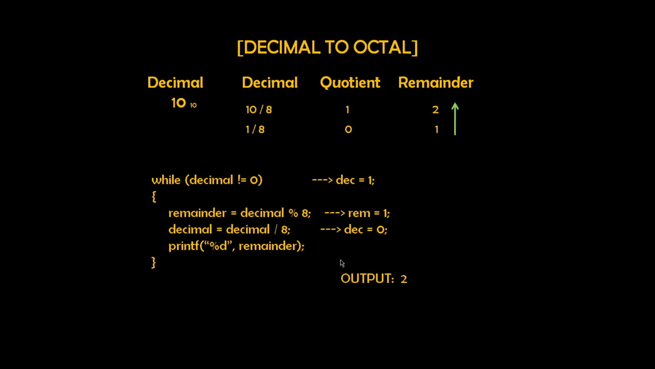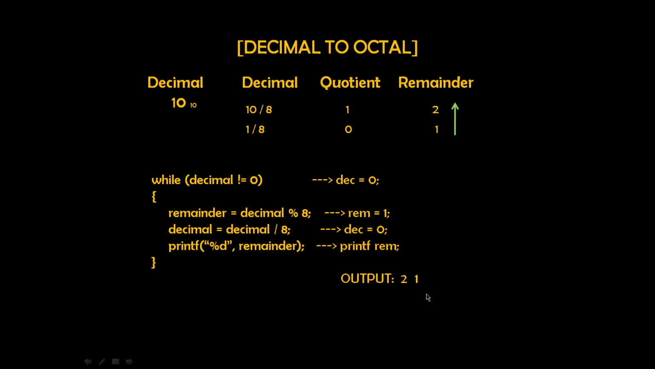And print whatever the value of our remainder. So our remainder is 1, so it will now print 1. Since our decimal now is equal to 0, it will not change the value again. So it attempts to loop. You can see it checks the condition here: if our decimal is not equal to 0. Since our decimal now is 0, it is false and does not perform this statement.